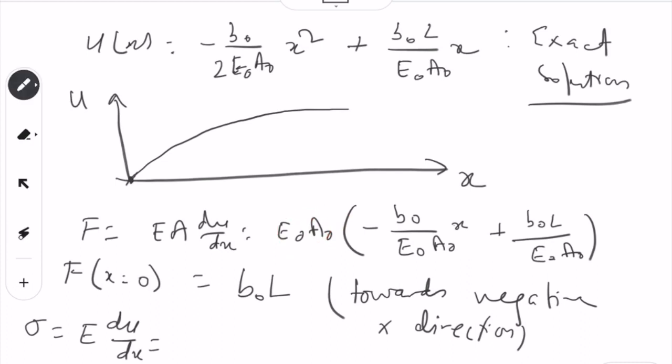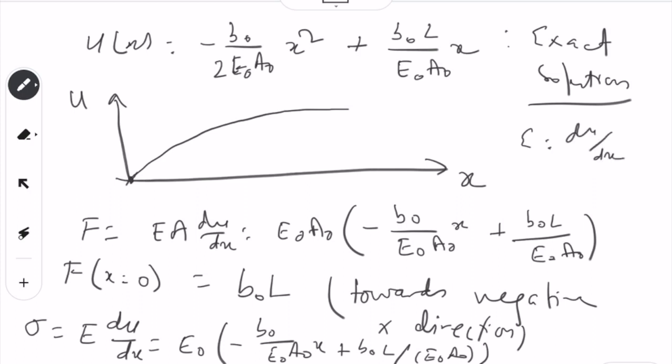So, we can write E naught multiplied by minus B naught over E naught A naught x, plus B naught L divided by E naught A naught. So, you got that. We have solved all of the things. You can find the strain. The strain is nothing but du over dx simply. Further, if you remove E naught from here, it will give you the strain. From here to here a strain term is there, and multiplied by Young's modulus it gives you the stress term. So, everything is known so far.